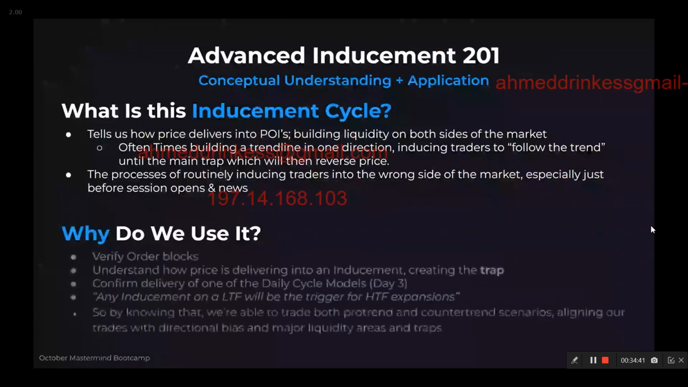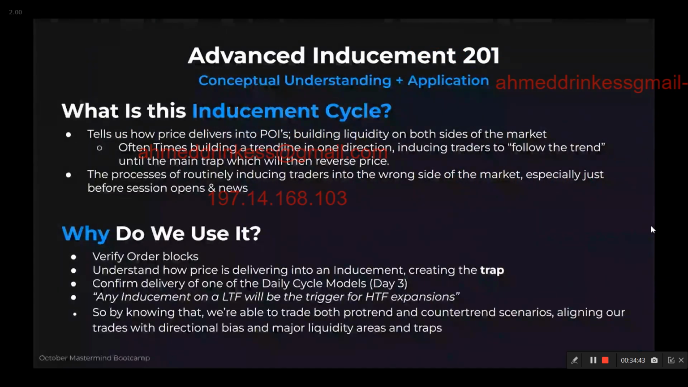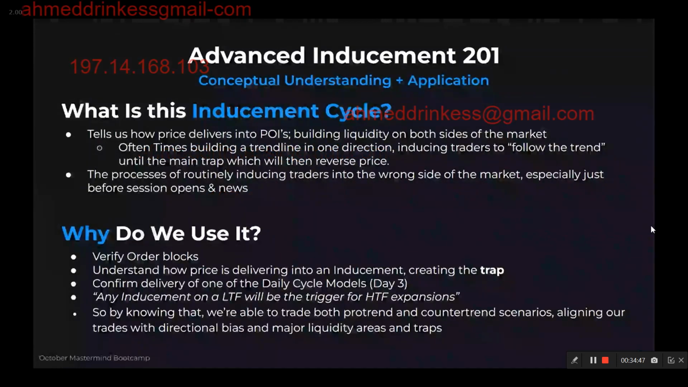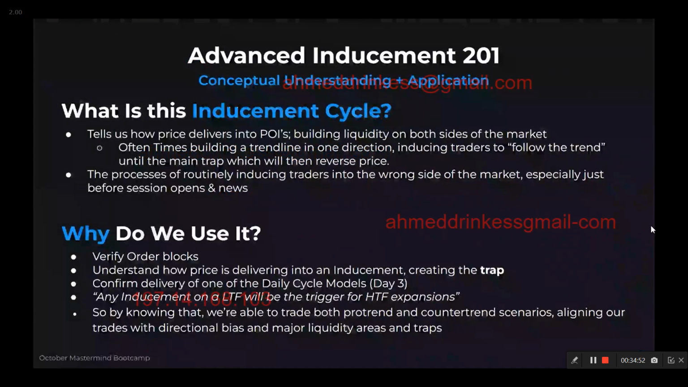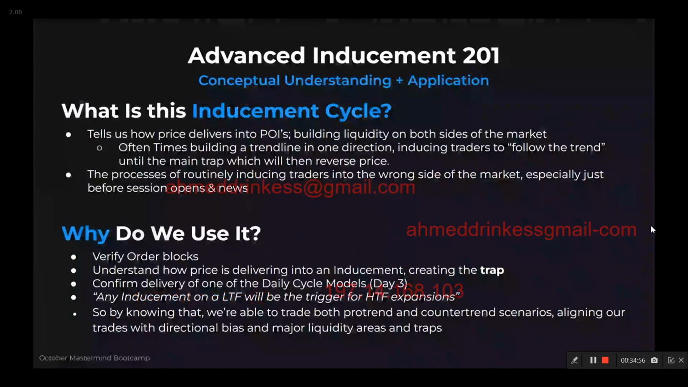So why do we use it? We use it to specifically verify order blocks, in conjunction with understanding how price is delivering into the correct order block, making traders think that it's not going to work or that it's on the wrong trend. The inducement factor that we've learned is very important, but by itself you're not going to be able to do too much with it. We need to take your understanding of inducement to the next level. And this is even another confluence that you can have, but there's still a much greater picture that we're trying to paint.